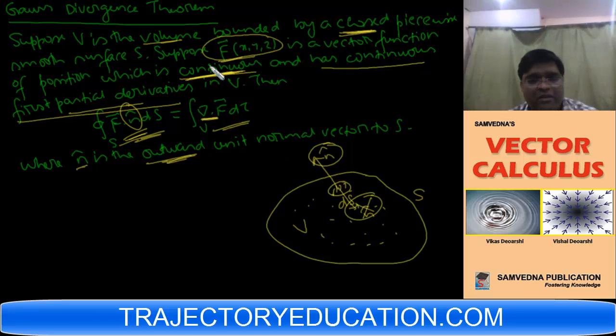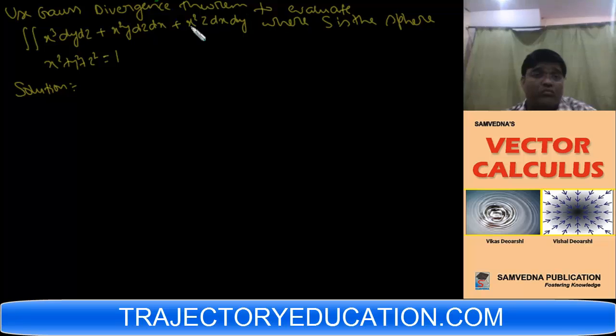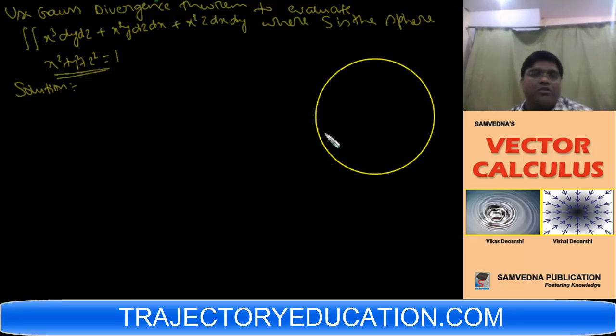Now we will consider a question on it. Let us see this question. Use Gauss divergence theorem to evaluate the integral of x^3 y dy dz plus x^2 y dz dx plus x^2 z dx dy, where S is the sphere x^2 + y^2 + z^2 = 1. This is a sphere having the center at the origin and radius 1. So let us first draw this. So this is the sphere.